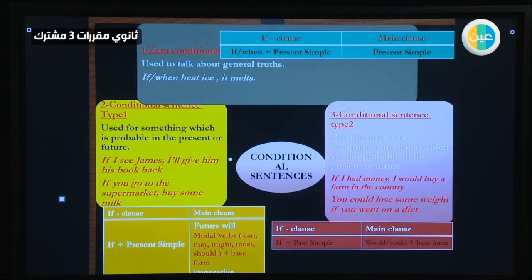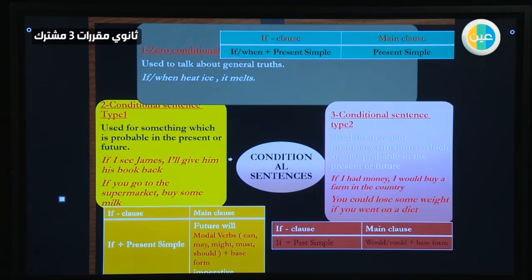This is one way. Another way, you can use imperative. If you go to the supermarket, if and present, the other part is what? Buy some milk. Imperative or order, okay? Buy some milk. So I can use one of these 2 ways with type 1. If I talk about something normal, may happen, could happen, in the present or in the future, I'm going to use what? Type 1. If present simple, then will, or can, or could, or imperative.